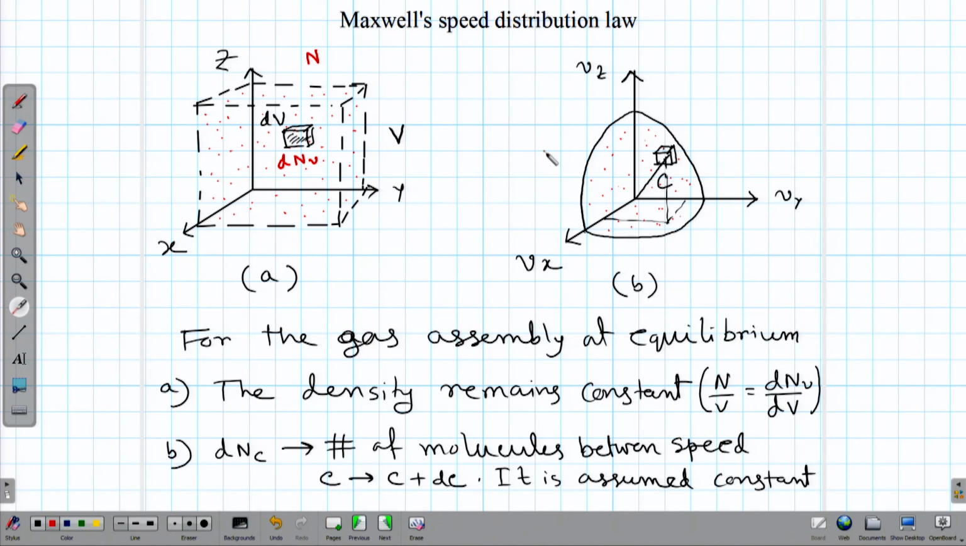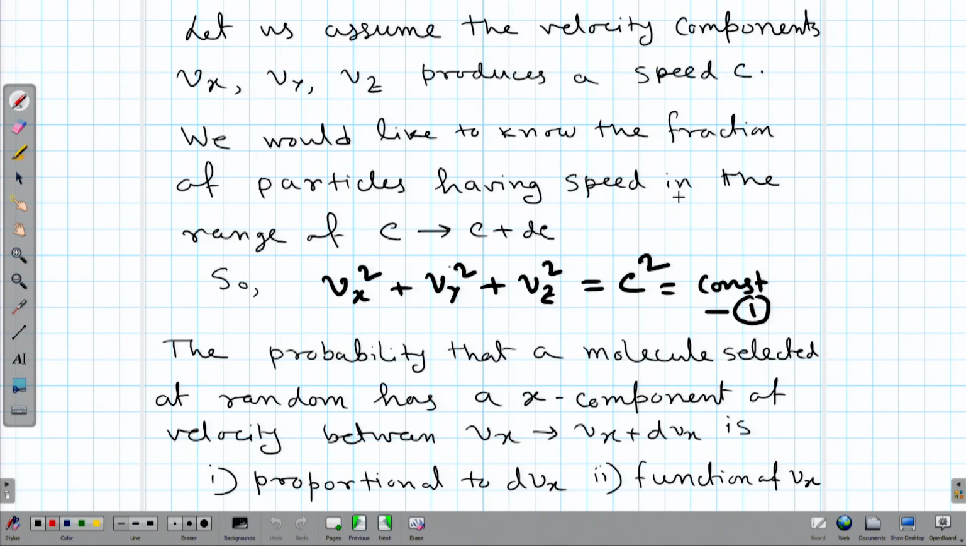So, in this representation, if we once again point out that there is an element, it is given by dVx, dVy, dVz. So, this is the volume element in this velocity space. Now, let us assume that we are talking about a fixed speed c.